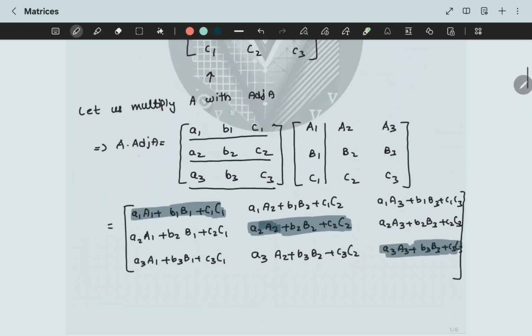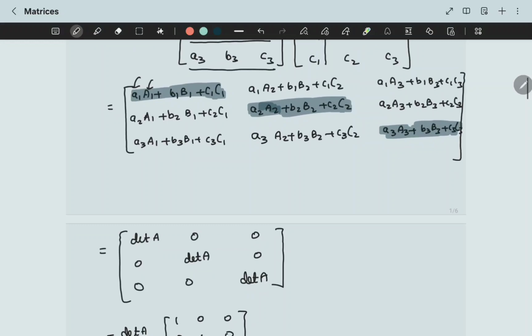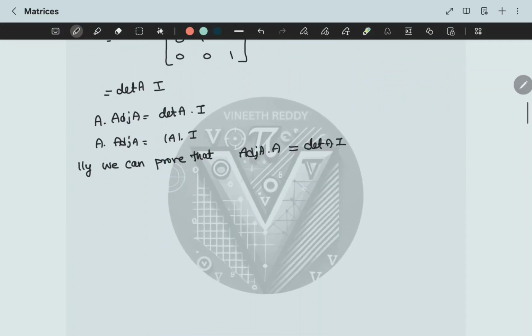Think about it, what will reverse? When we do adjoint A into A, instead of small a1 here, we will be getting capital A1 here and small a1 here, right? Again we will be getting determinant of A. Hope you understood this? So with that way, we can say adjoint A into A is equal to determinant of A into I. Now let us say this is equation 1 and this is equation 2.